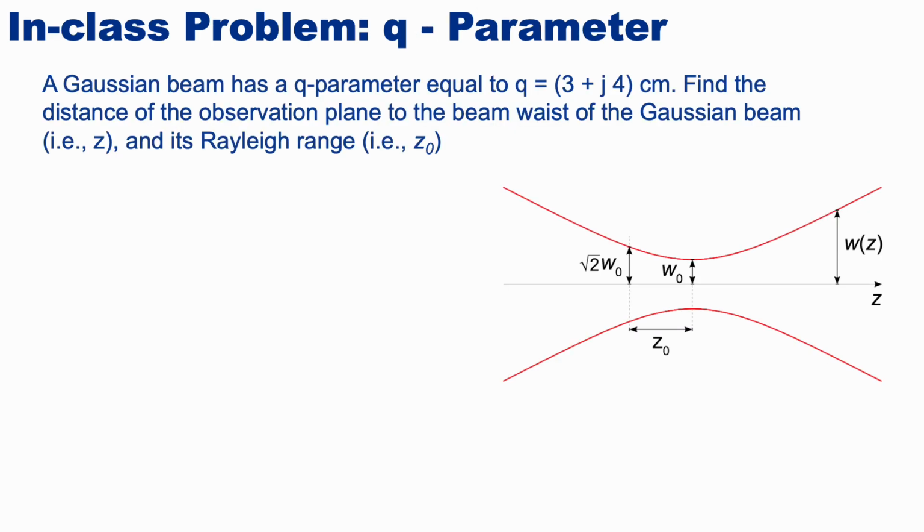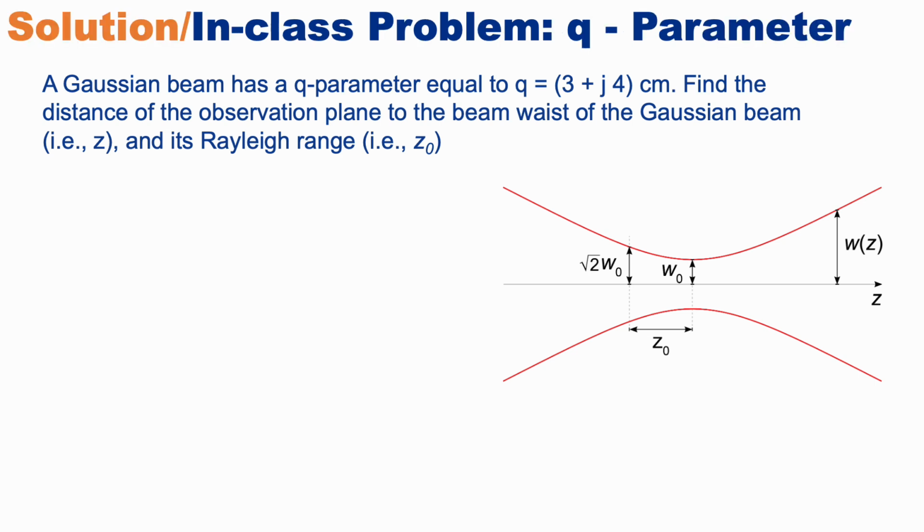So let's do a really simple in-class problem. We have a Gaussian beam and we know the Q parameter, that it is 3 plus j4 centimeters, and we need to find the observation plane given from the Gaussian beam waist and its Rayleigh range.